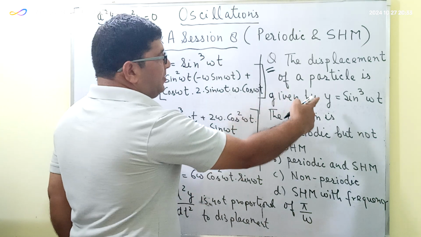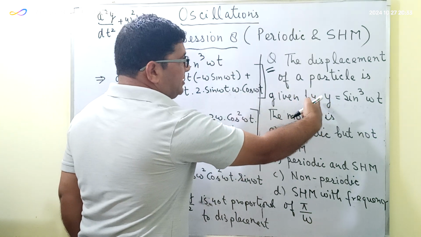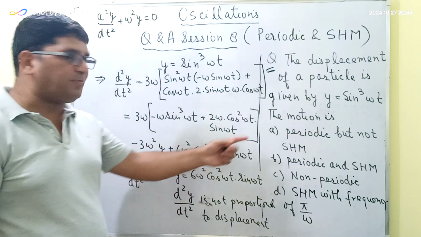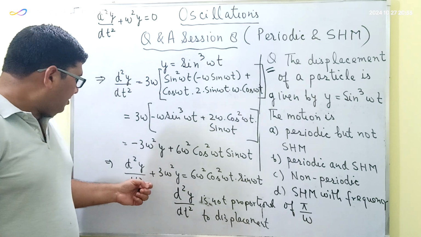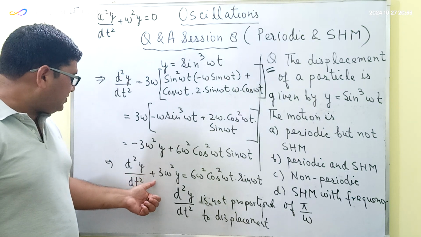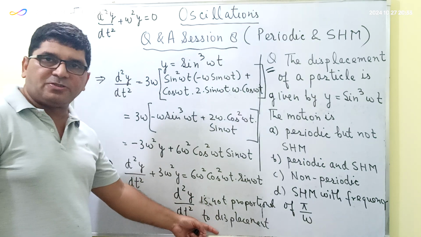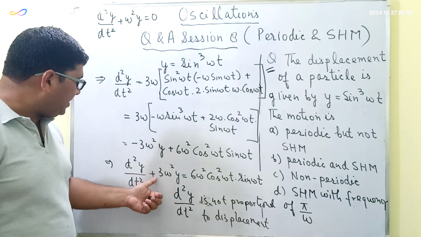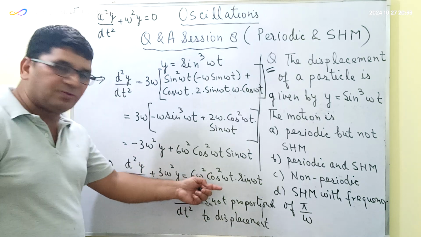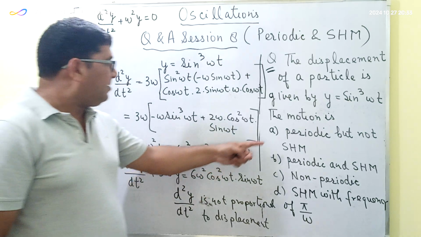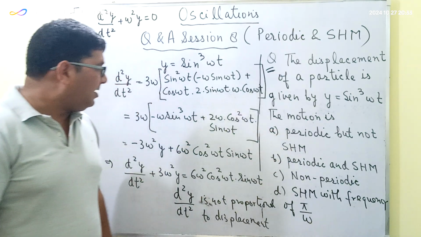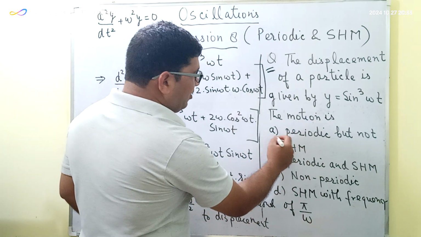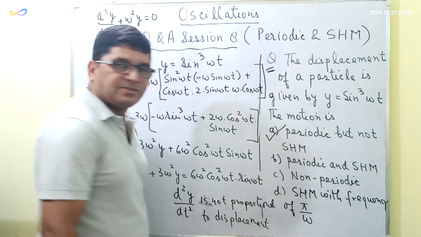Because the displacement of this particle is a sine function, this motion is periodic. But because the acceleration of the particle is not directly proportional to the displacement, or in other words, d square y upon dt square plus 3 omega square y is not equal to 0, this motion is not simple harmonic motion. We can say that the correct option here is that this motion is periodic but not simple harmonic. That is, option A is the correct one.